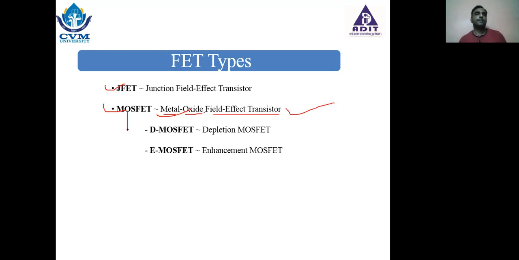Again, the MOSFET is divided into two categories: depletion MOSFET and enhancement MOSFET. In depletion MOSFET, we will have the channel laid down in construction, so the channel is already there. Whereas in enhancement MOSFET, we don't have to deplete the channel. The channel will be enhancing itself, that's why the name is enhancement MOSFET. We will see this category in detail, but this is just a classification right now. It is divided into two parts: JFET and MOSFET. MOSFET is again divided into two parts: D-MOSFET, that is depletion MOSFET, and enhancement MOSFET.